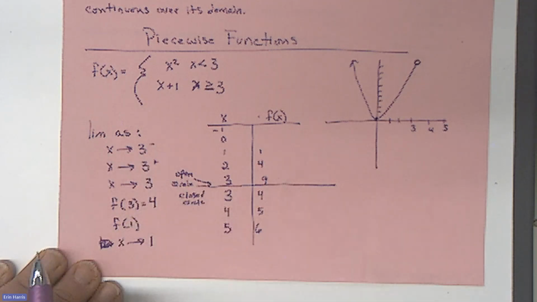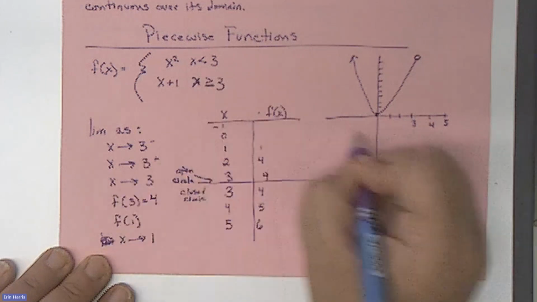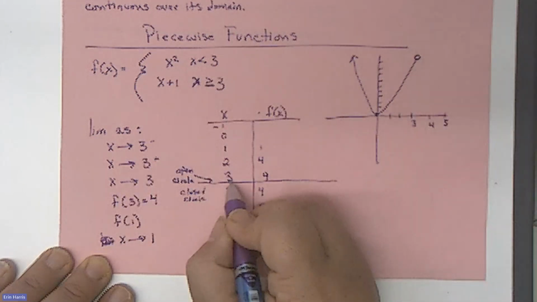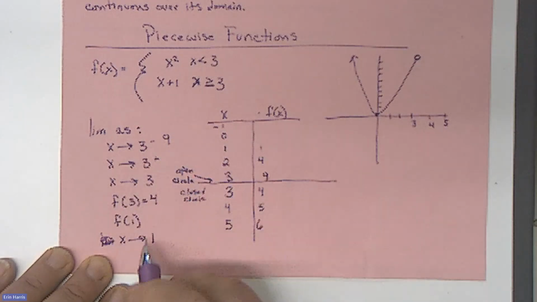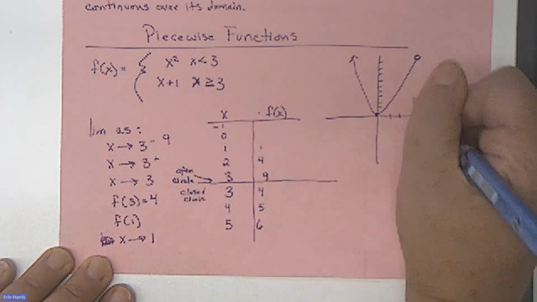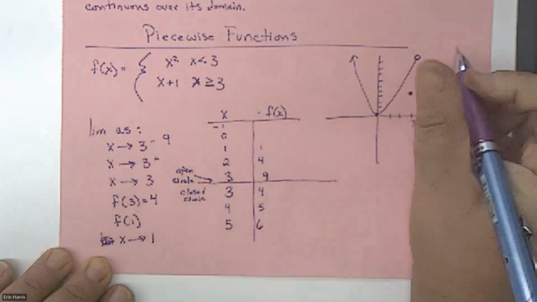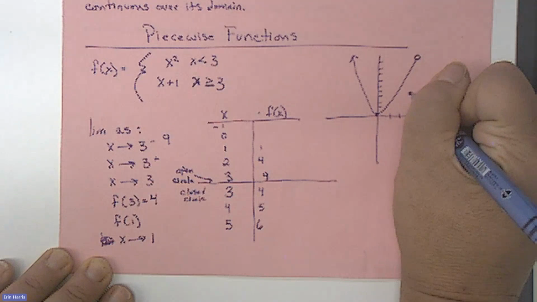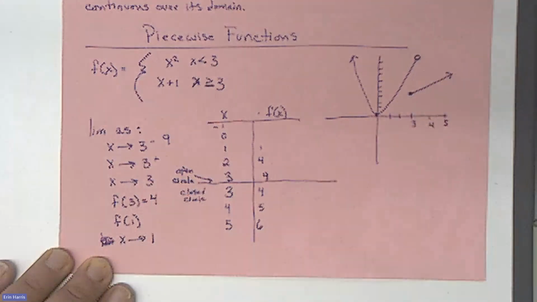That would be what? The limit would be, what am I getting close to? What am I getting close to? 9. Okay, so that's the limit. But on the other side, so let's say I have my closed circle here, and then the function takes off like that.